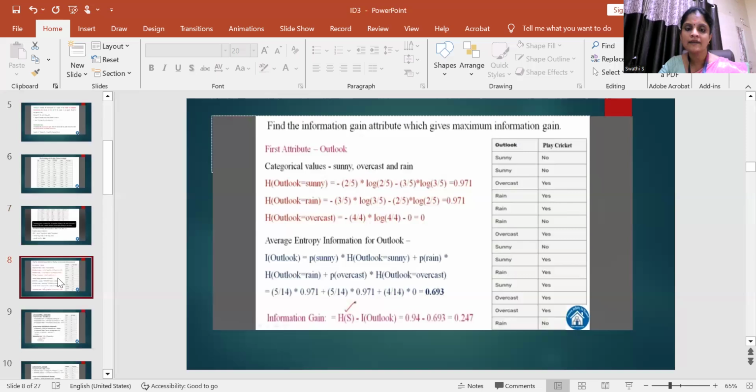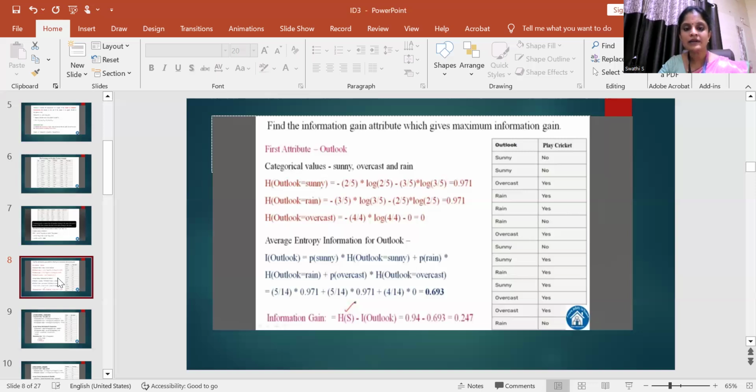Then you have to calculate the average for all the categories in outlook. So the formula for the average entropy is P of sunny into H of outlook equal to sunny. P of sunny is 5 by 14, so out of 14 we have 5 sunny, into H of outlook equal to sunny, the value is 0.971, plus P of rain. P of rain is 5 by 14, again out of the 14 records we have 5 rain, into H of outlook equal to rain, plus P of overcast into H of outlook equal to overcast. So the average entropy value is 0.693.